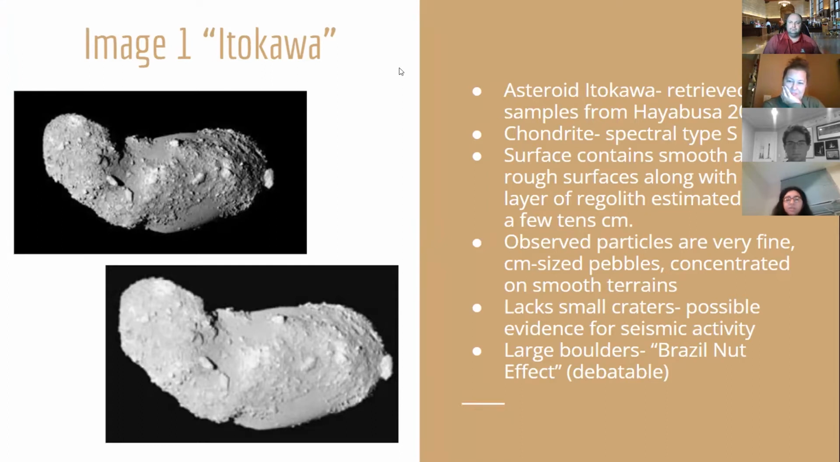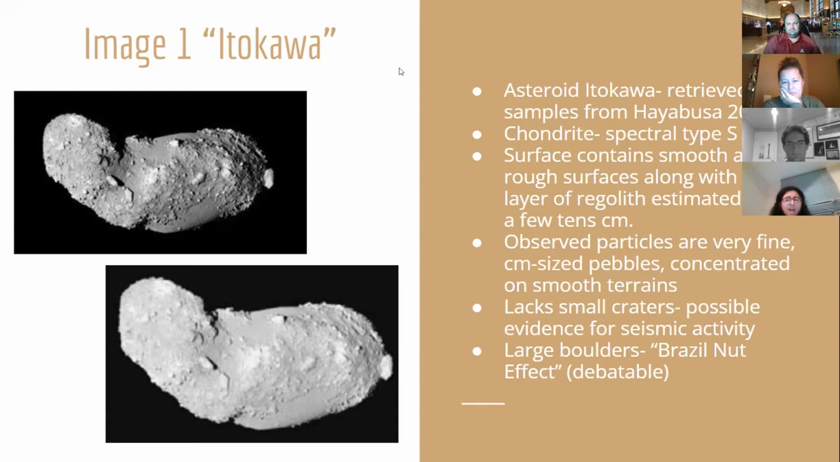The first image here is the asteroid Itokawa, and its samples were retrieved by Hayabusa. It was a 2010 mission, and just based on initial sampling, we know that it's a chondrite, and the spectral type is S.